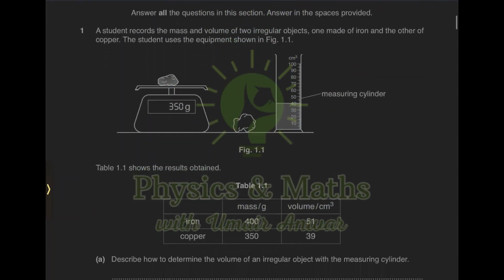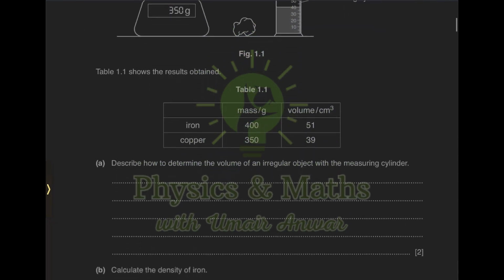Question number 1. It says, a student records the mass and volume of two irregular objects, one made of iron and the other of copper. So in the figure, we can see that there is a measuring cylinder and there is an electronic balance. One type of material is placed over here and the other type of material is placed here. The student uses the equipment shown in figure 1.1. Table 1.1 shows the results obtained.